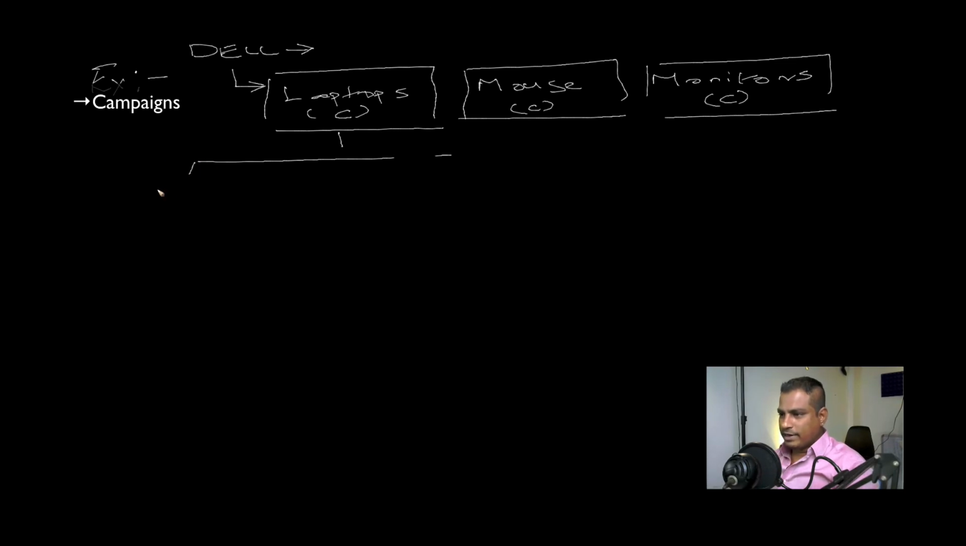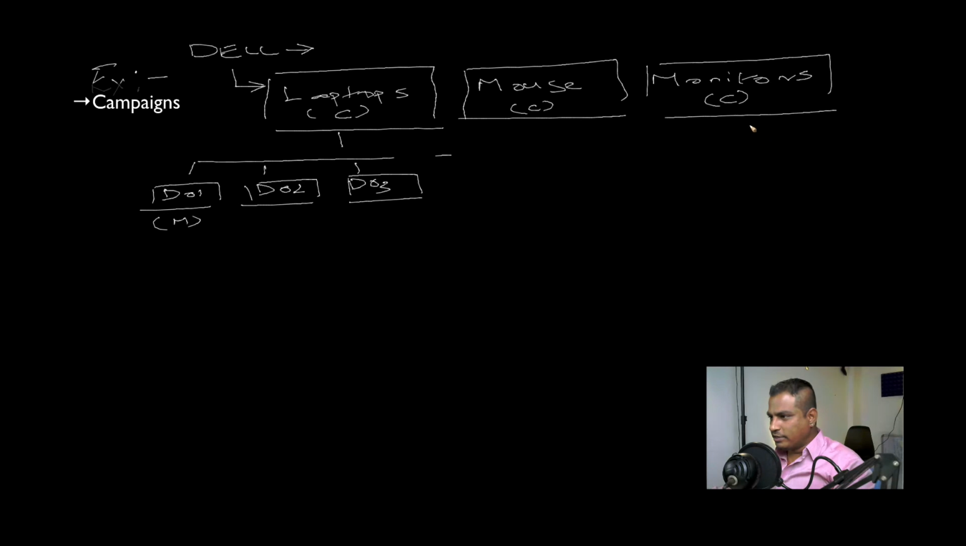Now, let's say D01 can be a model. These are fictitious names. D03 can be a model. Dell Inspiron can be another model. Let's say these are 3 different models. So product category is the campaign, and models are your ad groups. Similarly, mouse can have different categories, monitors can have different categories. Let's start naming this. Let's say you have an 11-inch monitor, a 13-inch monitor, and a 15-inch monitor. All these things become your ad groups.